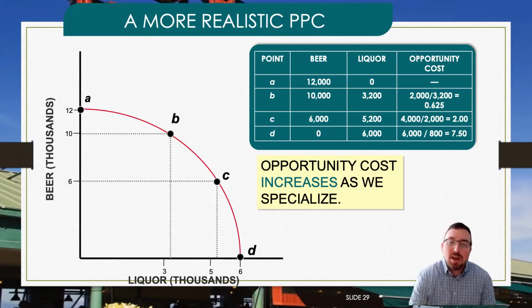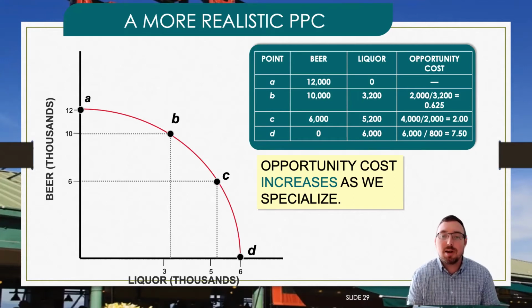You think about at point A, you've got lots of bottles of beer. You've got 12,000 bottles of beer, no bottles of liquor. However, as you produce more liquor, you're giving up more beer. And as you give up more and more beer, there's less and less beer available. It becomes more costly because you're giving up more and more.